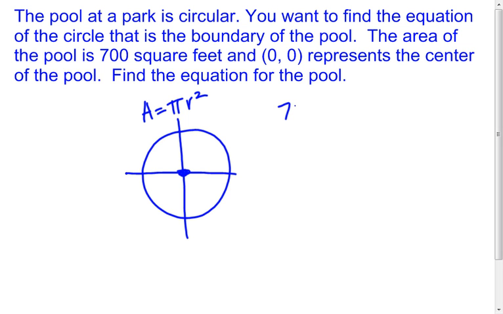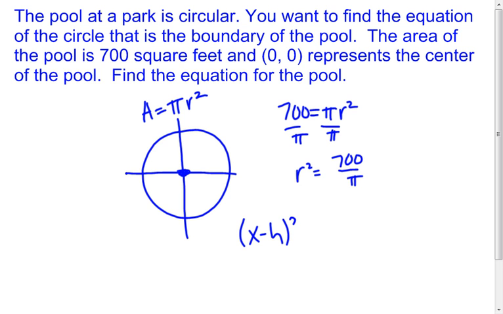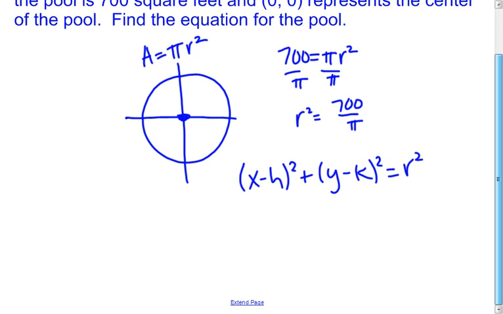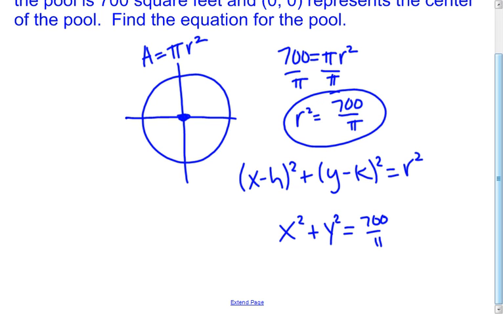So I know that 700 is pi r squared. If I divide by pi, I know that r squared is 700 divided by pi. So when I go to this standard form for a circle, I can plug in what I know. I know that my h is 0. I know that my k is 0. So I'll have x squared plus y squared. And then I already know my radius squared is 700 over pi. So that's what that equation will look like.